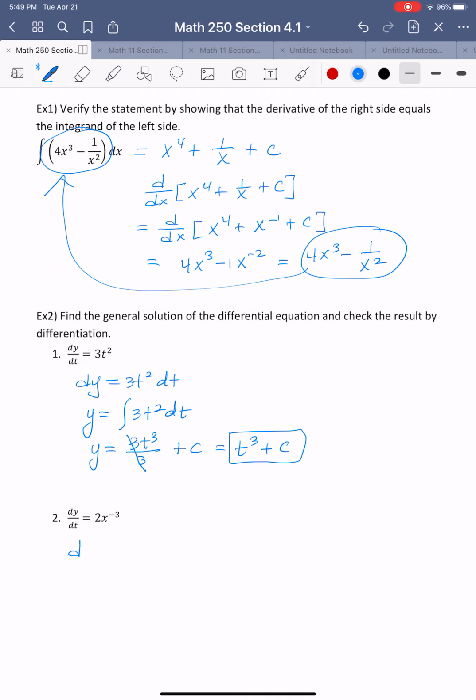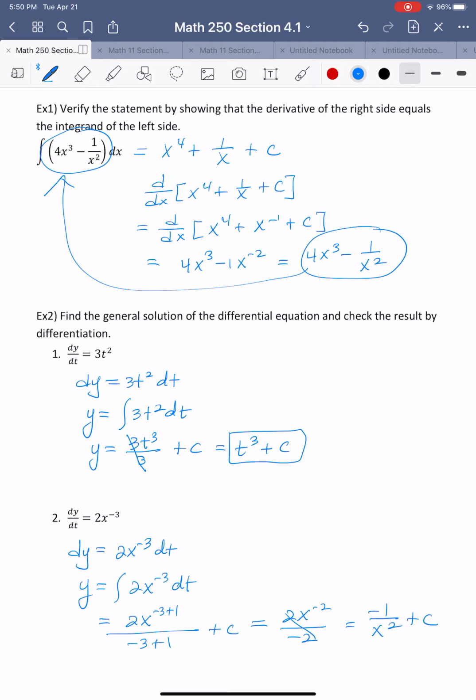Same thing here, so dy is 2x to the negative third power dx. So in order to get y, it is the integral of 2x to the negative third power dx, which is going to be 2 times x to the negative 3 plus 1 over negative 3 plus 1, plus c. And then it becomes 2x to the negative 2 over negative 2, and the 2s cancel. It becomes negative 1 over x squared plus c.